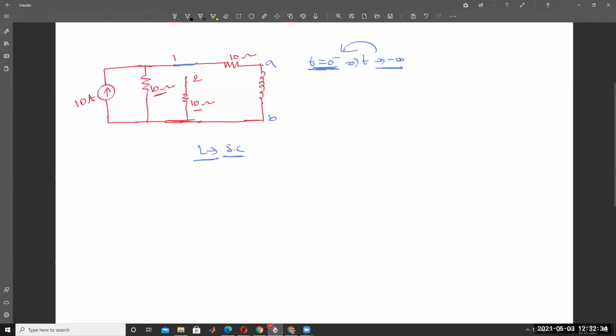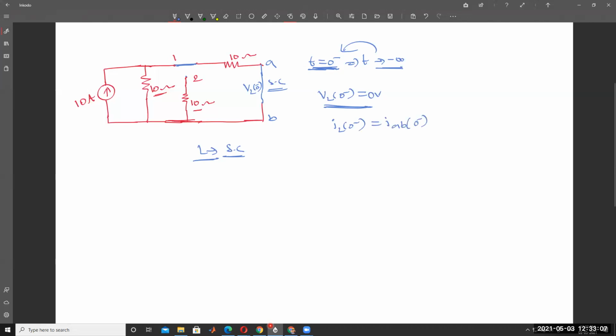So VAB, this inductor will become a short circuit. Then what is the voltage across this inductor, VL? That is VL of 0 minus, which is equal to 0 volts, since it is a short circuit. And then IL of 0 minus is nothing but IAB of 0 minus.